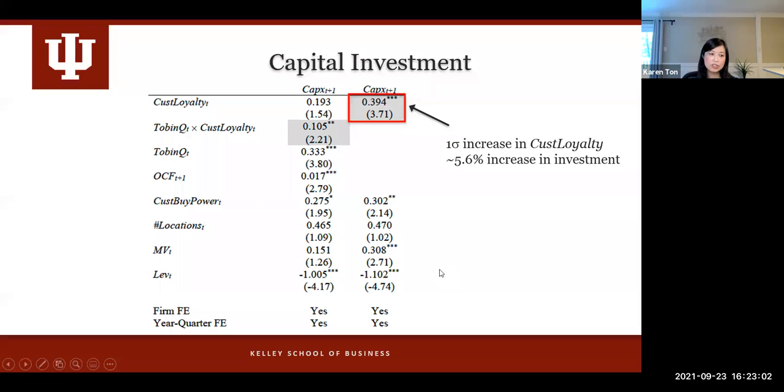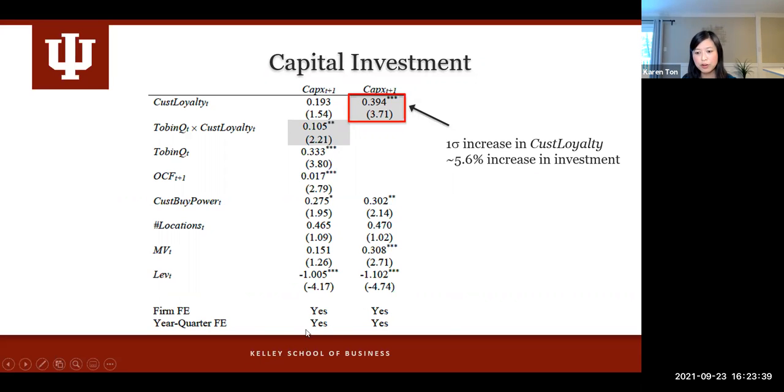So this table here summarizes those two models that I had just discussed. The first column is the results from the capital investment sensitivity test, and the second column summarizes the capital investment levels test. And in both of these, we see significant positive associations. And from the takeaways, this is telling us that if there was a 1 standard deviation increase in customer loyalty, this would result in an increase of 5.6% in investments.